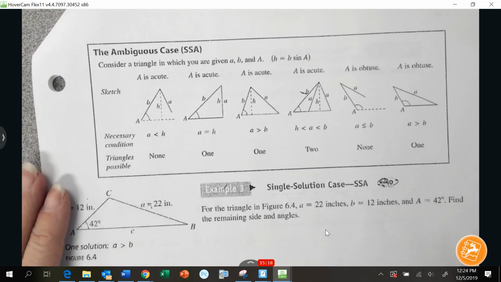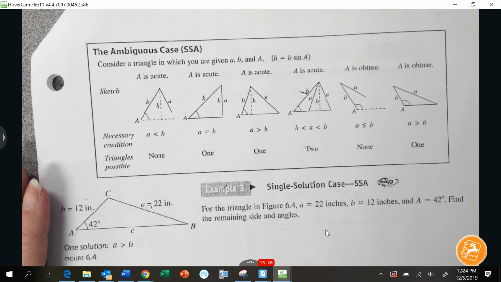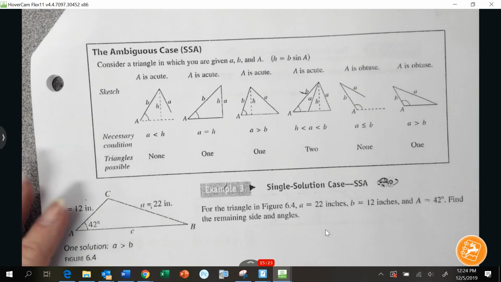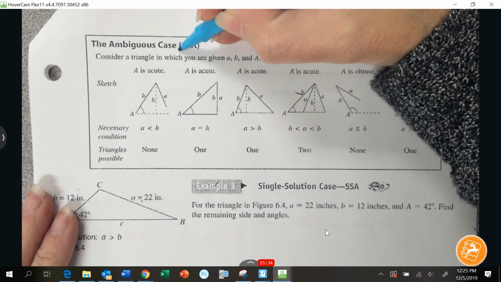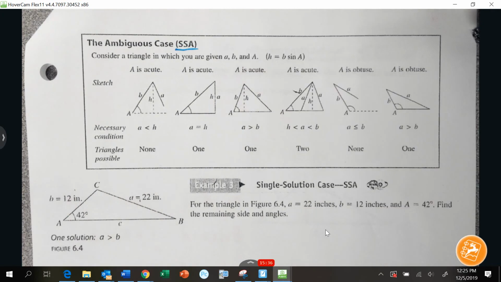There is one more case for law of sines. It's called the ambiguous case. The reason why nobody likes this one is because there's all these different possibilities. When you would use the ambiguous case is if you have information in the form of ASS.